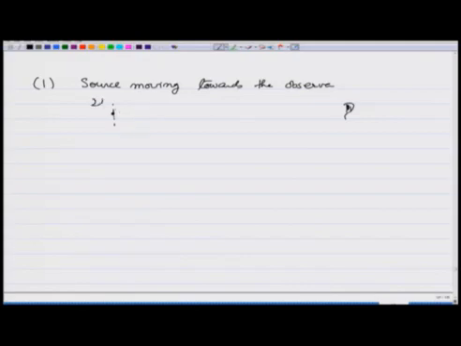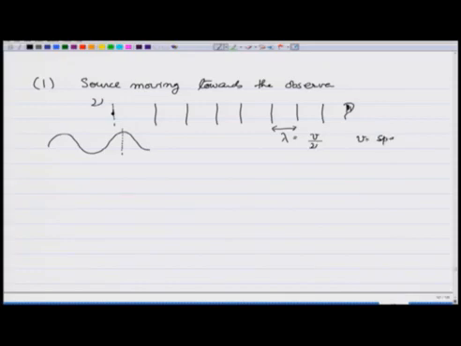So, let a particular wave be emitted from here. Let us take a particular point, the maximum displacement. So, when maximum displacement is given out, it travels towards the observer and the distance between two maximum displacement is lambda, right, which is given by V divided by nu, where V is the speed of wave. This is when the source is stationary.